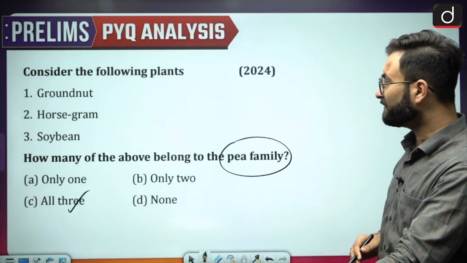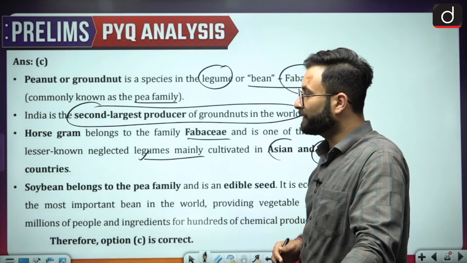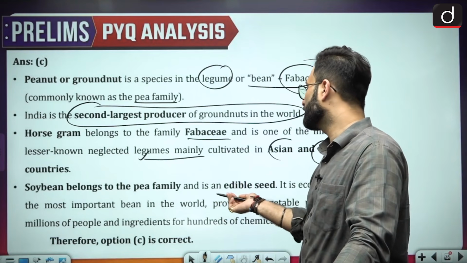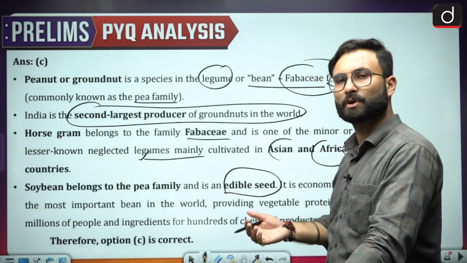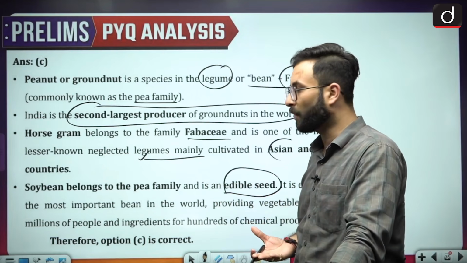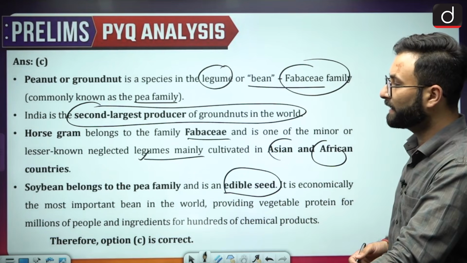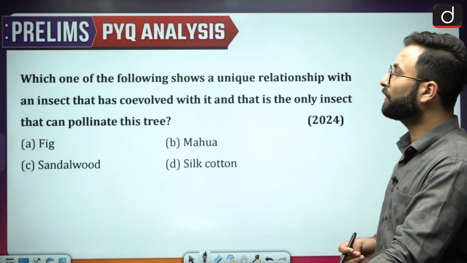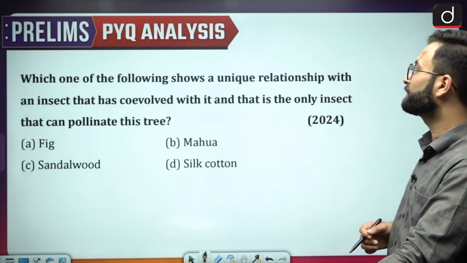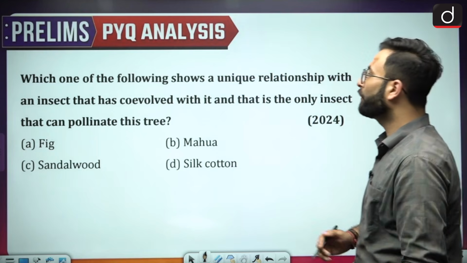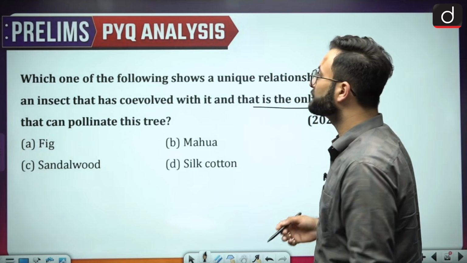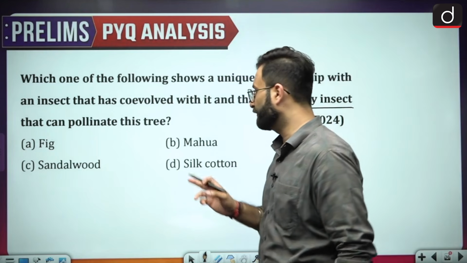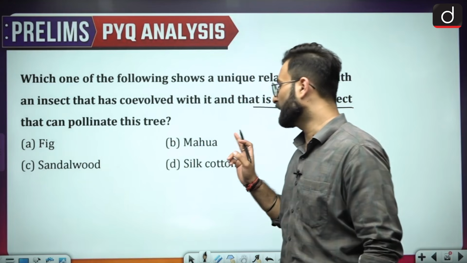Coming to the next one, soybean belongs to the pea family. It is also an edible seed. Again, soybean is the one from which you get edible oil. So option C is correct. All three are basically from your pea family. Coming to the next one, which one of the following shows a unique relationship with the insects that have co-evolved with it, and is the only insect that can pollinate this particular tree? Fig, mahua, sandalwood and silk cotton.